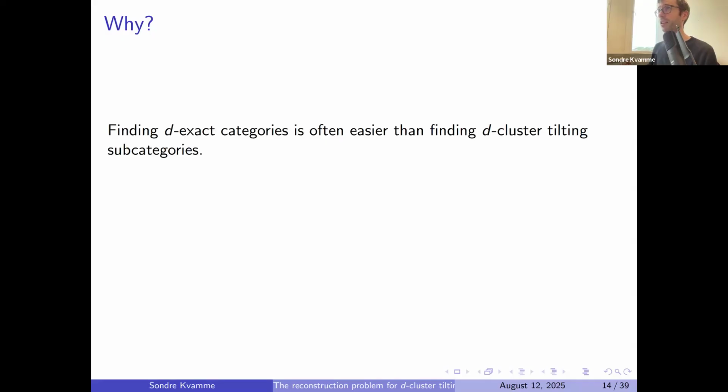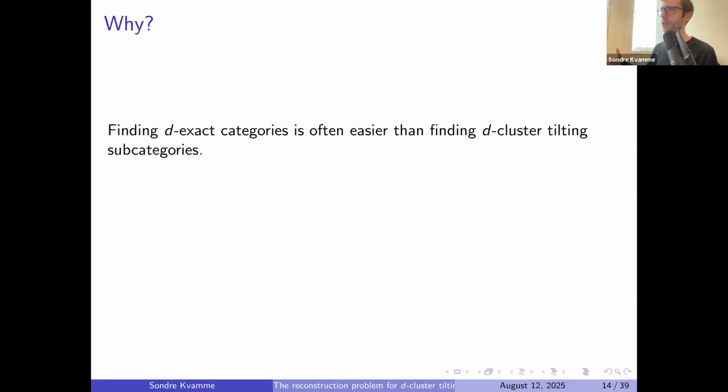And for me, another motivation is the fact that it's often easier to find D-exact categories in nature than finding D-cluster tilting subcategories. In fact, there exist some papers where people have been able to construct new D-exact categories, but without actually being able to show their D-cluster tilting subcategories. Now, of course, you can combine it with my theorem to conclude that there exists some D-cluster tilting subcategory from them, but this one is not known before.